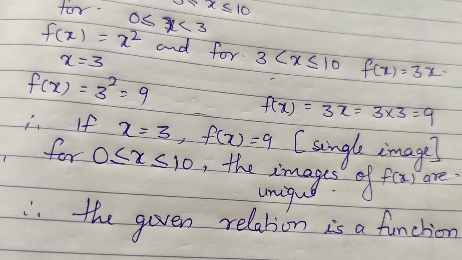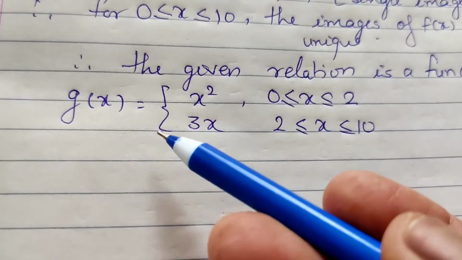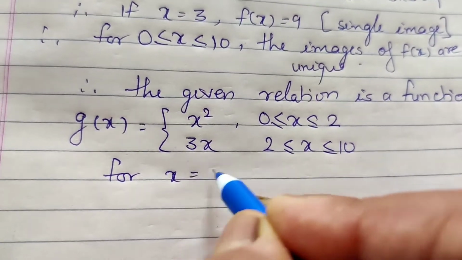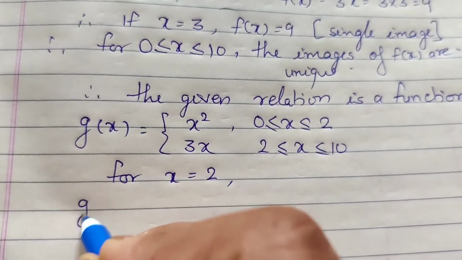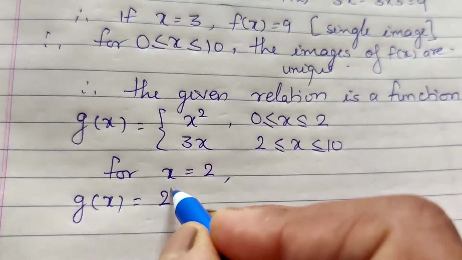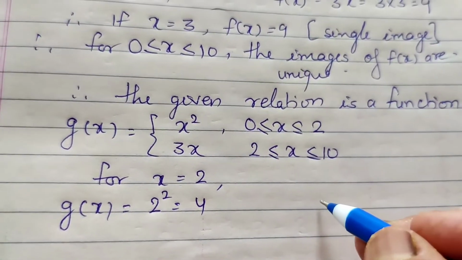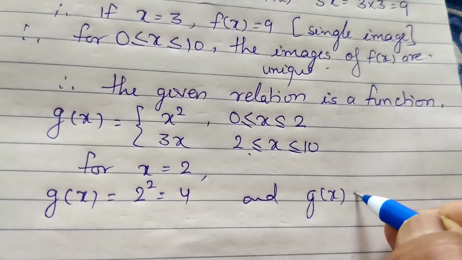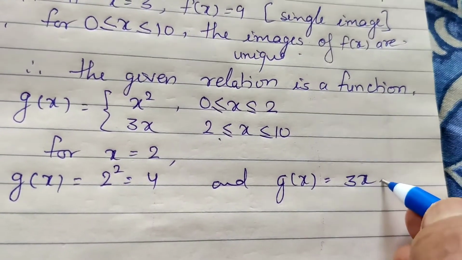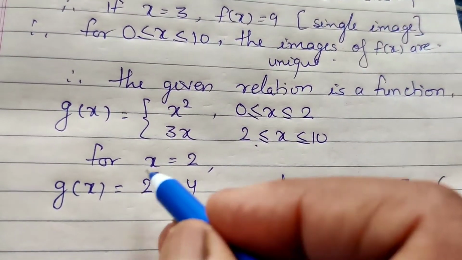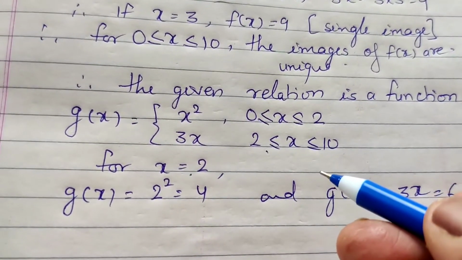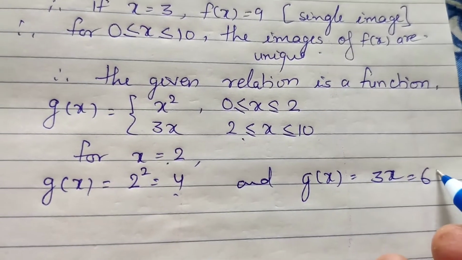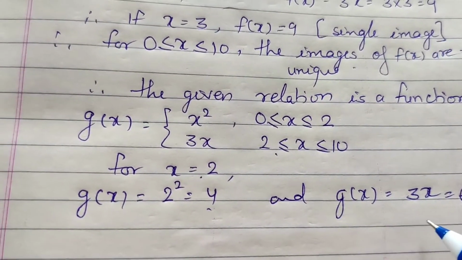For gx, for x equal to 2. Now the function gx equal to x square, it means 2 square equal to 4. And again for 2, gx equal to 3x, it means 3 into 2, 6. It means that the element 2 has two images. The corresponding images of the element 2 are 4 and 6. Therefore, this relation is not a function.